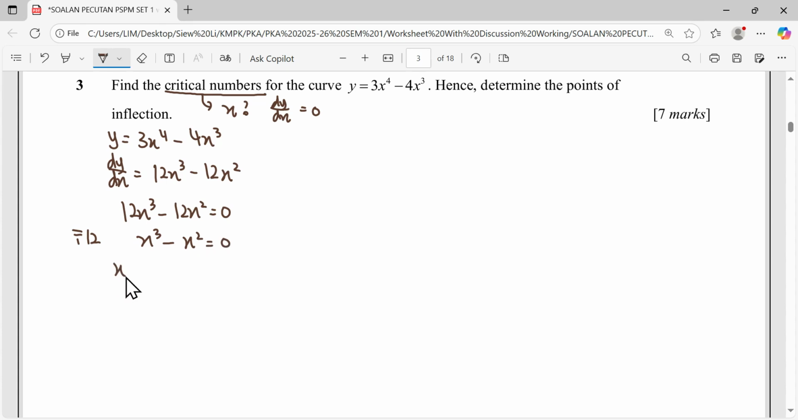Then we can factorize. Take out x squared, and you are left with x minus 1. So from here, x equals 0 and x equals 1. So these are your critical numbers.